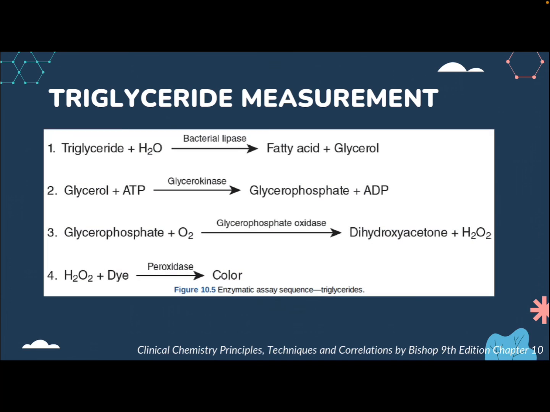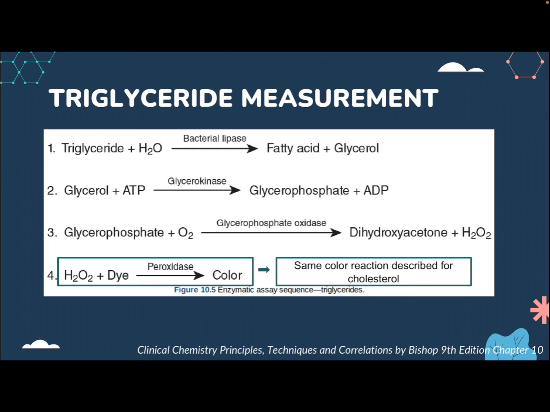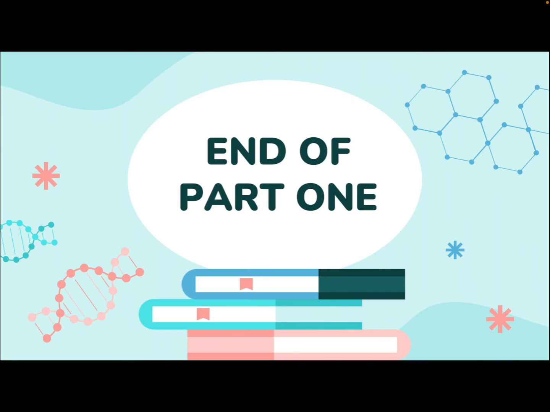Several enzymatic reaction sequences are available for triglyceride measurement, all including lipases or the bacterial lipase to cleave the fatty acid from the glycerol backbone. The freed glycerol participates in any one of several enzymatic sequences. A second sequence involves glycerol kinase and glycerophosphate oxidase, coupled to the same peroxidase color reaction described for cholesterol. This is the end of part 1.